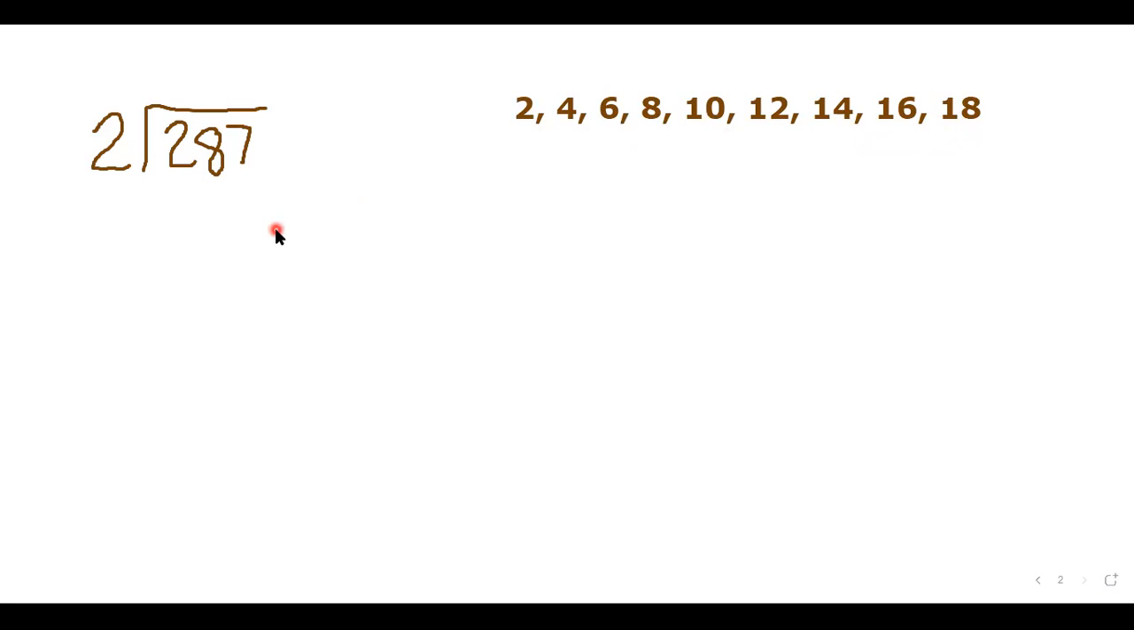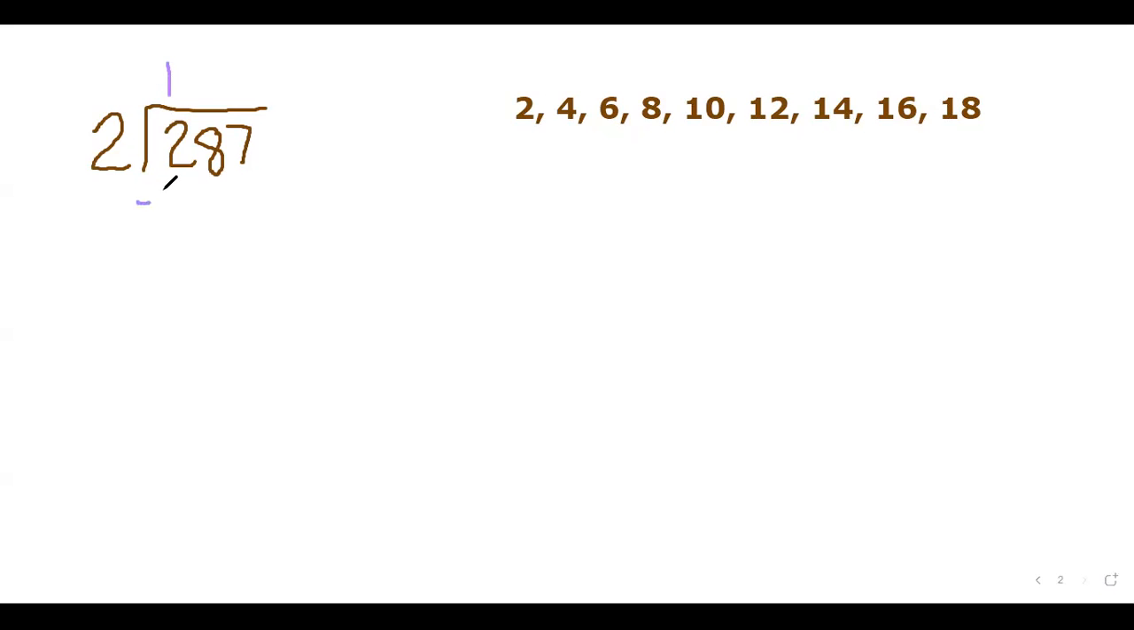When I'm dividing, I'm going to start dividing in the hundreds place value if I can. So I'm dividing 2 into 287. My first dividend is a 2 in the hundreds. Can 2 divide into 2? Yeah, my first multiple is 2. So 2 goes into 2 one time, okay? It goes into it one time. I'm gonna put my 1 on top in the hundreds.